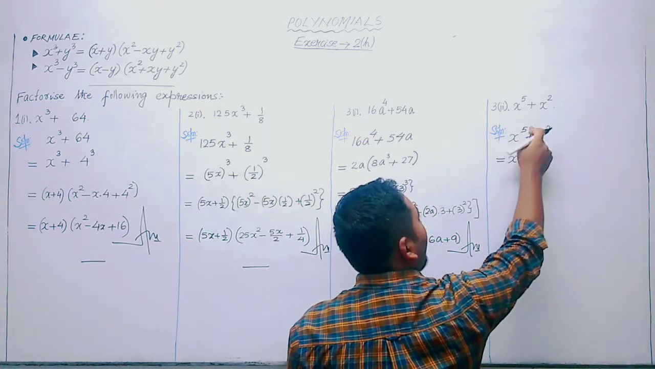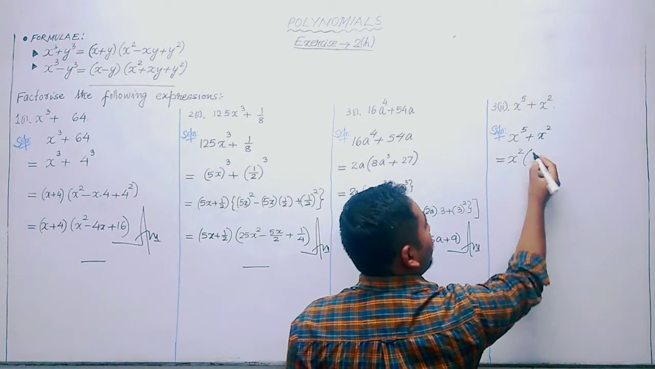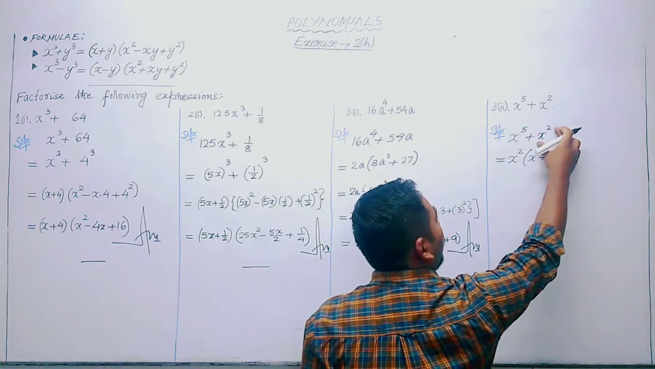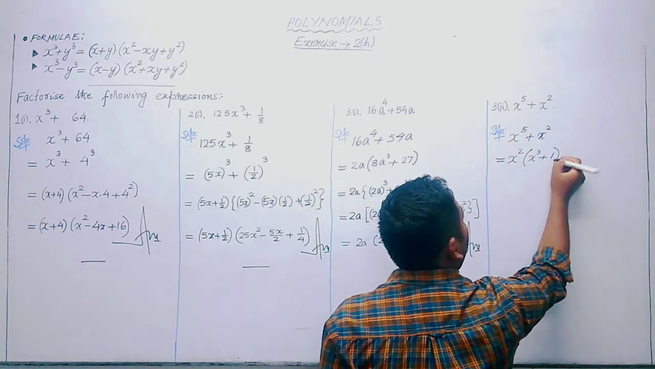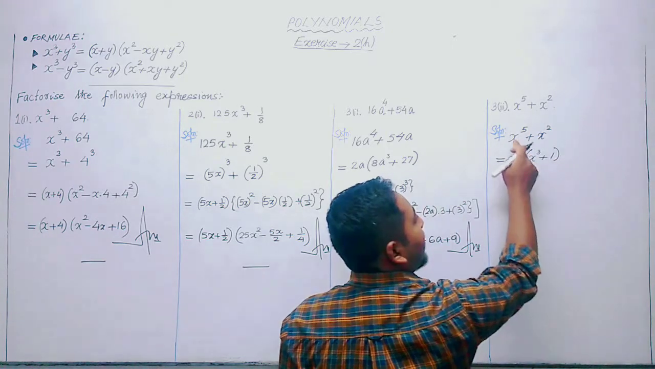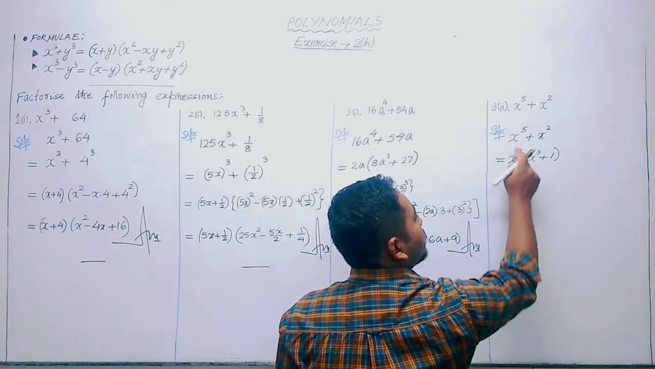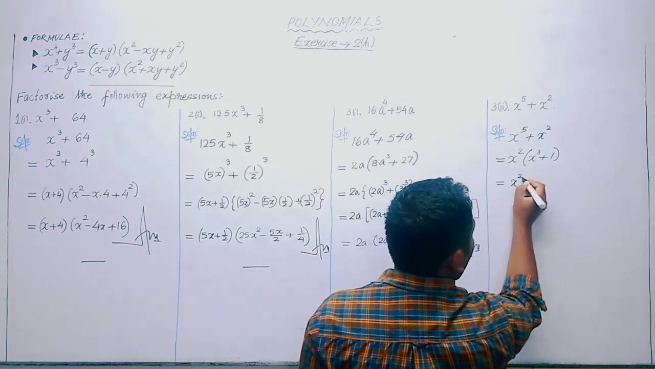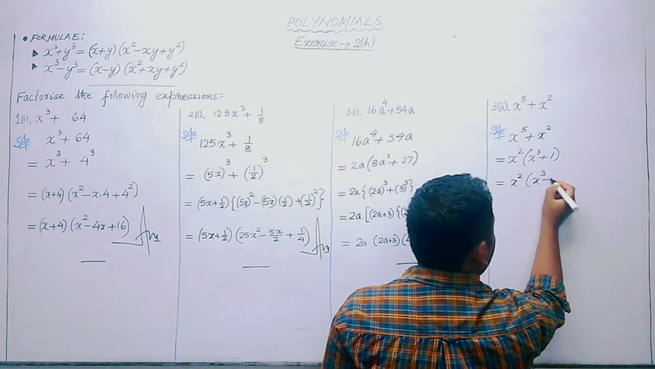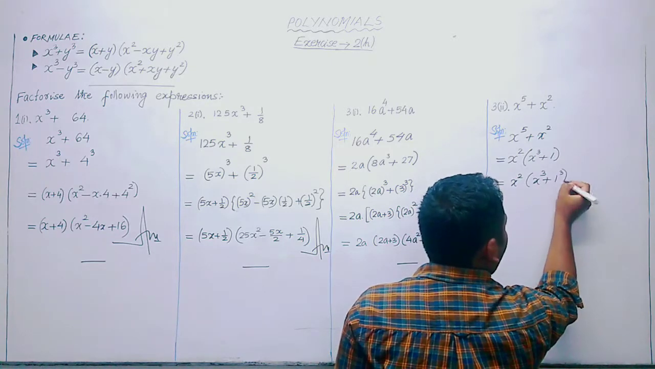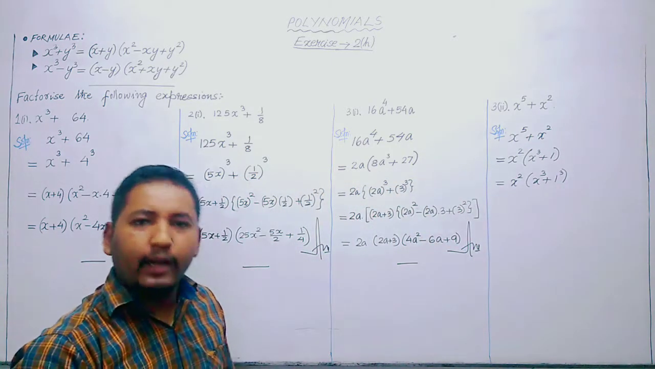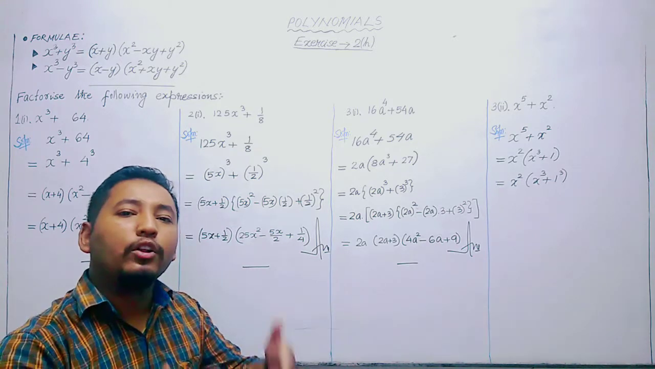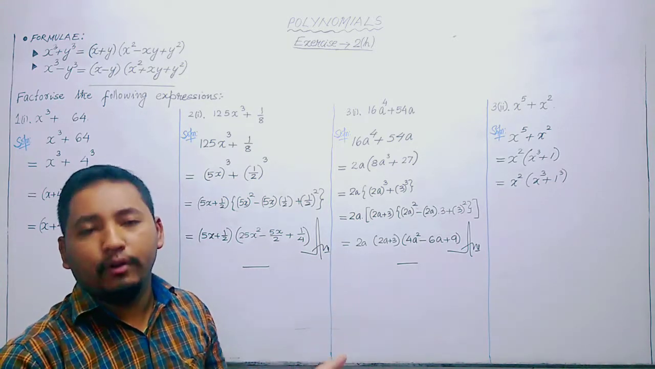x to the power 2 is outside. What is left? x to the power 3 plus, now x square whole is outside, only 1 is remaining. x square into x cube is x5 plus x square into 1 is x square. Okay. Now, x cube plus this one I can write down as 1 cube, is it not? I can write 1 as 1 cube, 1 to the power 4, 1 to the power 10, 1 to the power 100, any power you can write.